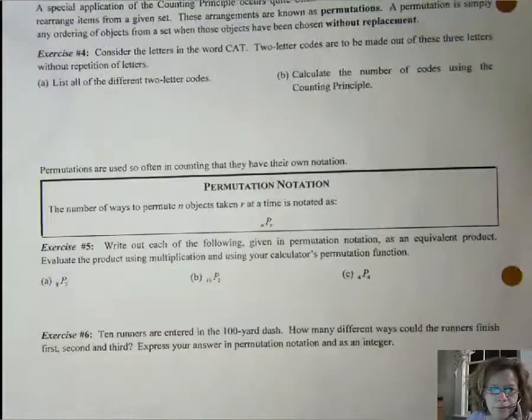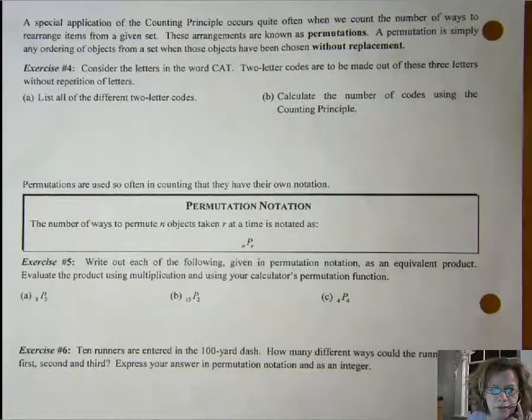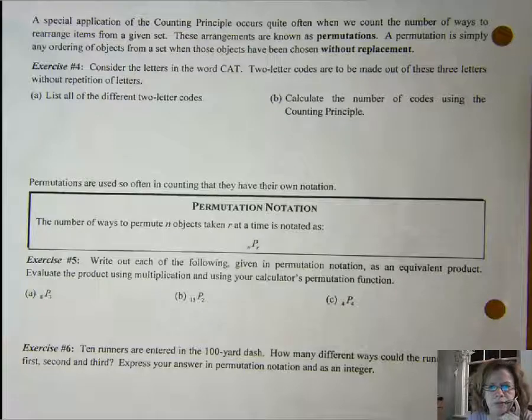Okay, on the back, we have a special application of the counting principle that occurs quite often when we count the number of ways to rearrange items from a given set. These arrangements are known as permutations. A permutation is simply any ordering of objects from a set when those objects have been chosen without replacement. So a permutation is a specific arrangement or ordering of objects. Order matters with a permutation.